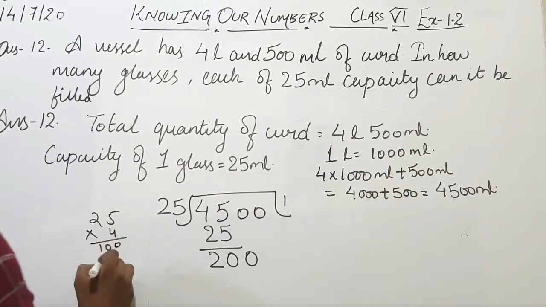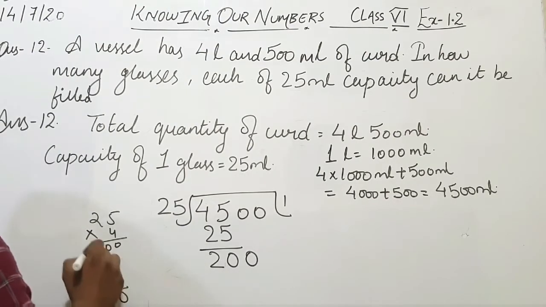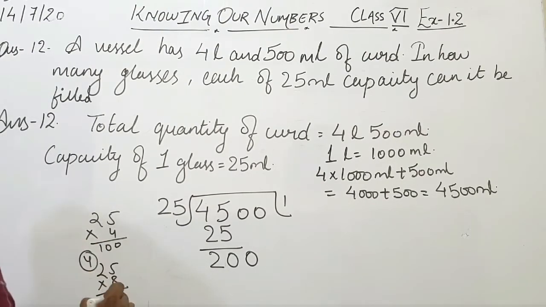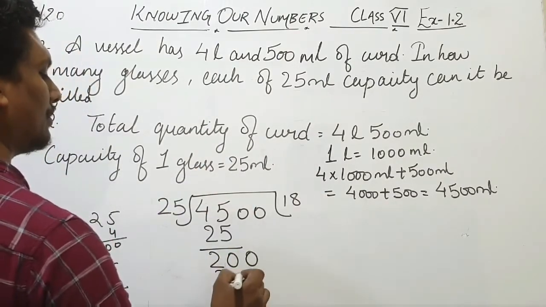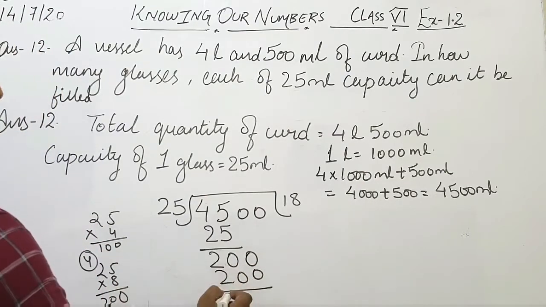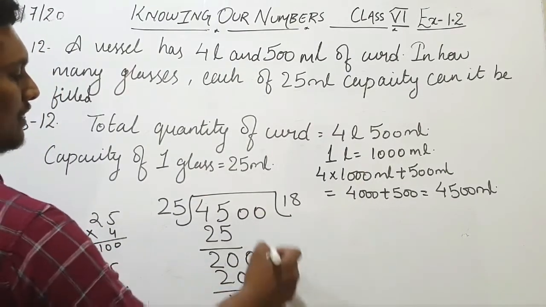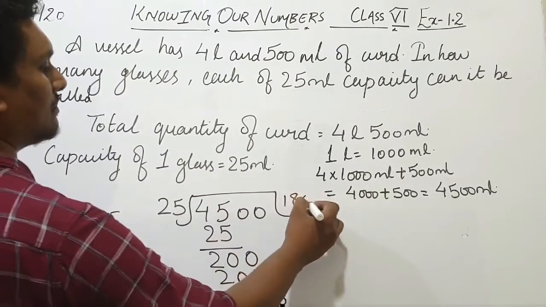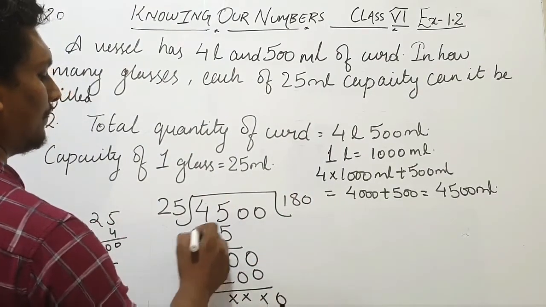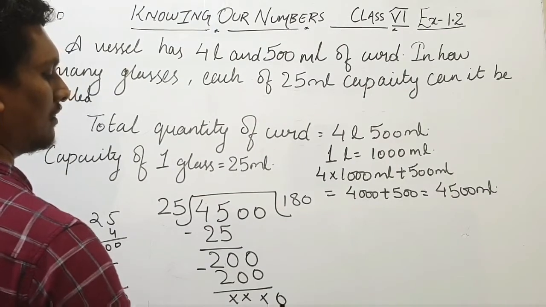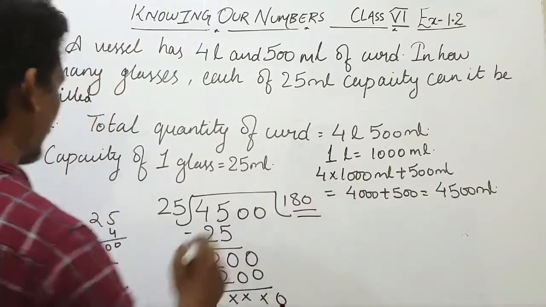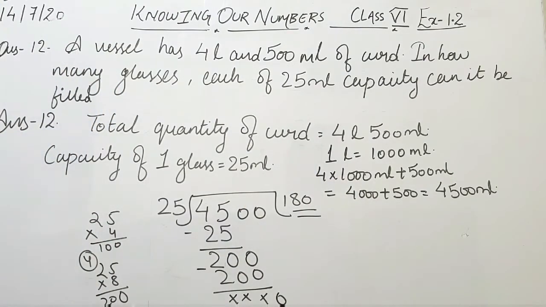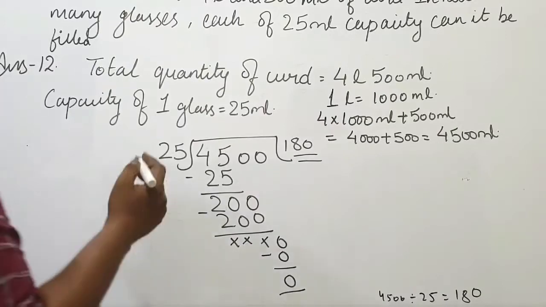So first we'll check out 25 into 4 is what? 100. So 25 into 8 we can do it. 8 5s are 40, 16 plus 2, 200. Okay. So 8s are 200. 1 0 is there. 25 zeros are 0. So we require how many glasses? 180. So I am just writing here this side.